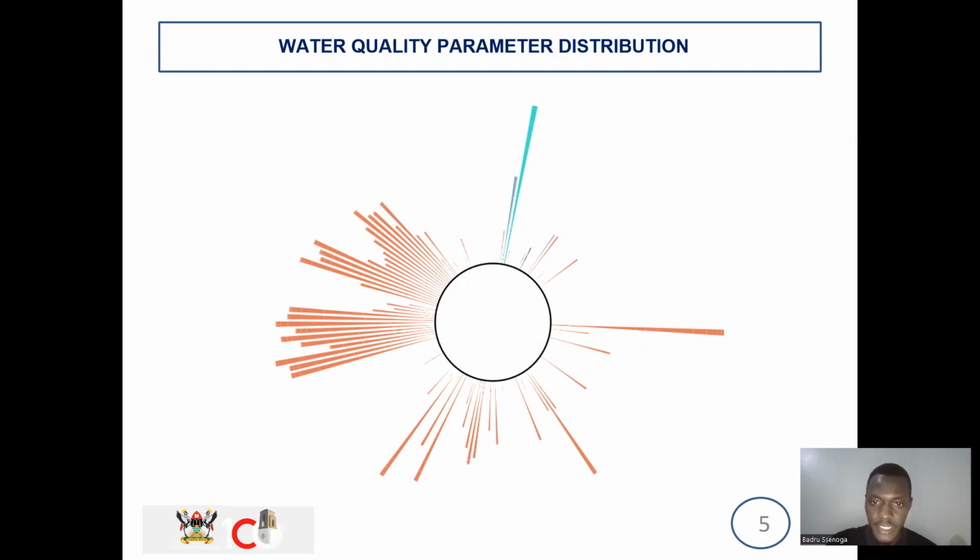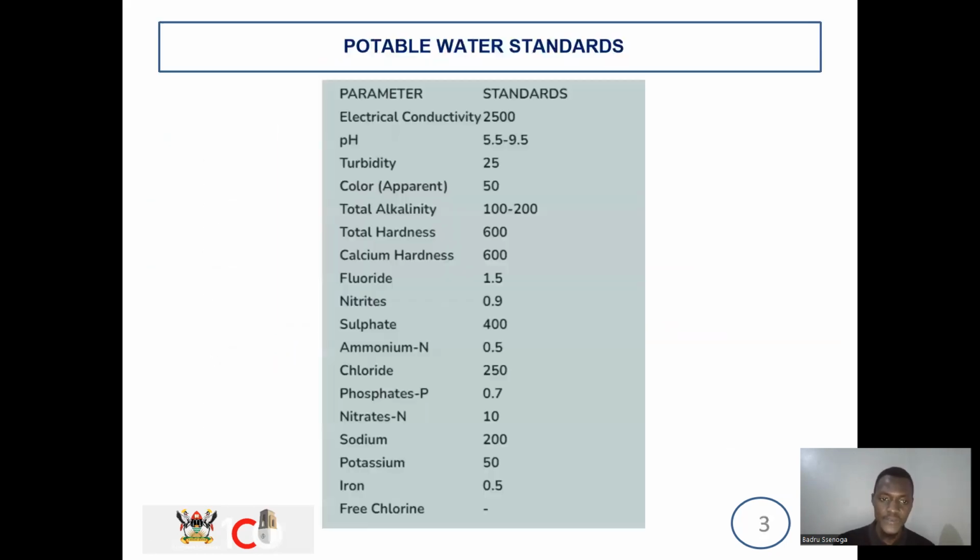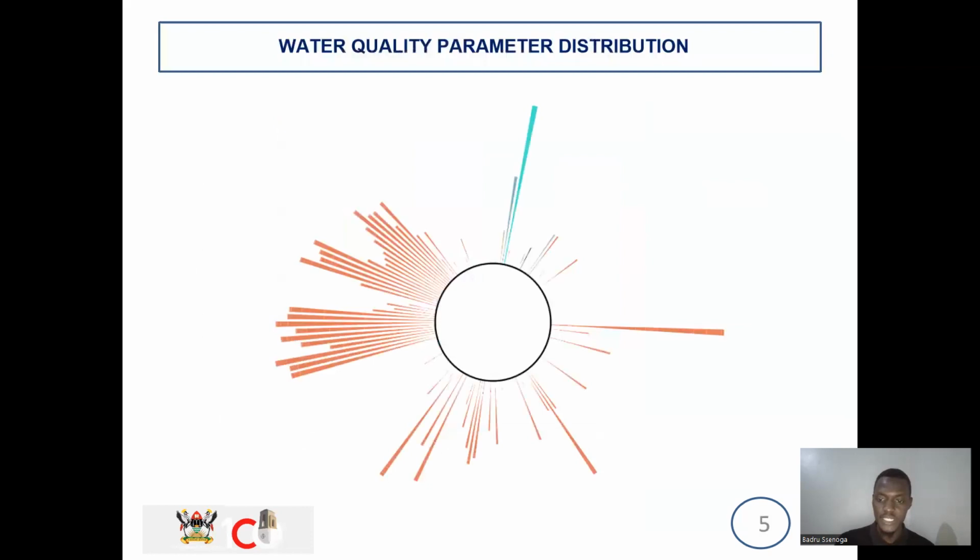In the code, as we are going to see, I gave it different colors to represent how the different parameters are distributed across the different districts. That is to say fluoride, sulfate, ammonium: how are they distributed in the water samples that were collected. This is what I represented with a radial chart.